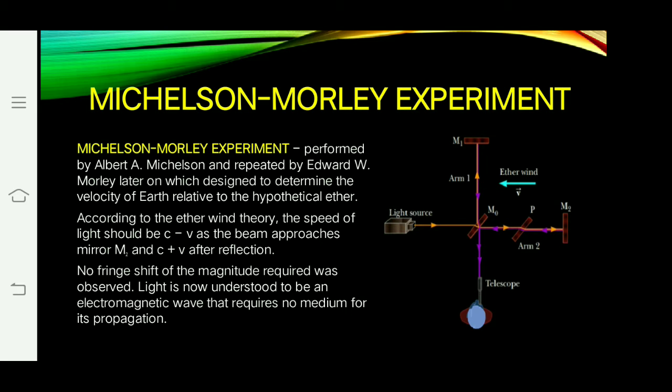Michelson-Morley experiment. This experiment was performed by Albert Michelson and repeated by Edward Morley. This experiment aimed at finding the speed of the Earth through the ether. The result of the Michelson-Morley experiment showed that either there was no ether or that, if there was an ether, the Earth was not moving through it, and light is now understood to be an electromagnetic wave that requires no medium for its propagation.